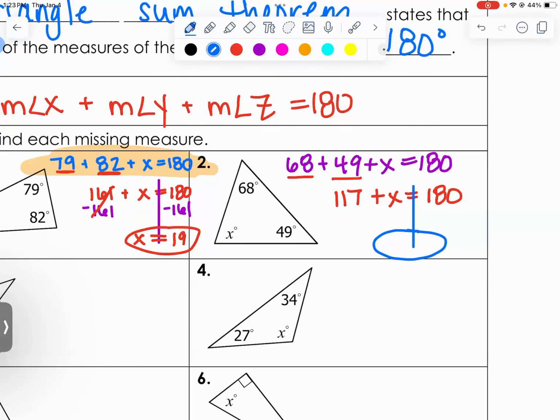But I don't have an answer yet. How do I get that answer? We'll get there. Okay, so X is 63. 63? 63. Okay, so X is 63 degrees. Yeah. Okay. Look at that. You guys are rock stars.